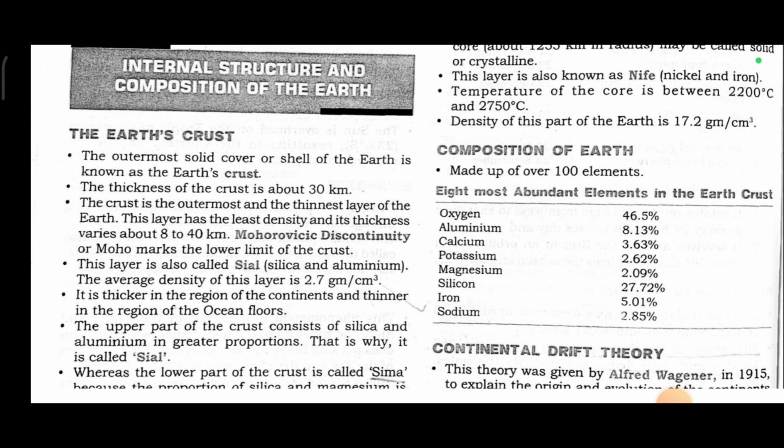Composition of the earth: the earth is made of over 100 elements. The 8 most abundant elements in the earth's crust are oxygen, aluminum, calcium, potassium, magnesium, silicon, iron and sodium.